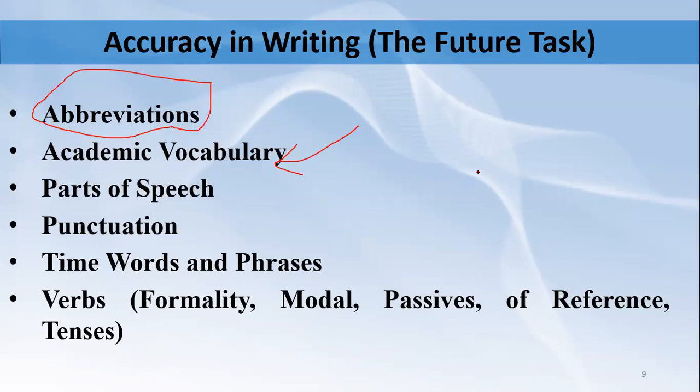Punctuation, I think the most important aspect of writing, because a single punctuation mark can change the complete meaning of a sentence. So we'll be discussing punctuation marks, time words and time phrases, if we get sufficient time. Time words and phrases like first, secondly, then, next, after that, before, yesterday, tomorrow, a year ago, last week. Those words and phrases indicate time.